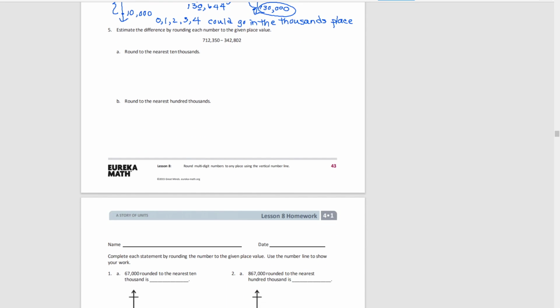Let's go on to number 5. It says estimate the difference by rounding each number to the given place value. So we have 712,350 minus 342,802. And first we're going to round to the 10,000s, and then we're going to round to the 100,000s. Now, if it helps you to draw a number line, by all means do it. If you can visualize the number line and not have to draw it and still be accurate, that's okay too. So let's start with rounding to the 10,000s. So pause the video, round each number to the nearest 10,000s, and then get an estimated difference.